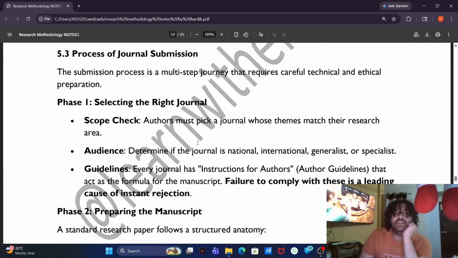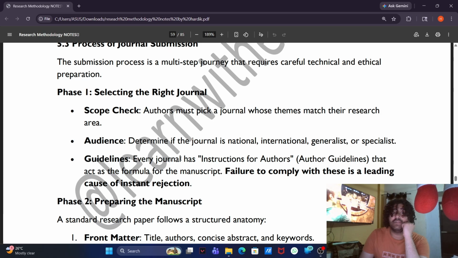Scope check. Authors must pick a journal whose themes match their research area. Audience. Determine if the journal is national, international, generalist, or specialist. Guidelines. Every journal has instructions for authors, author guidelines that act as a formula for the manuscript. Failure to comply with these is a leading cause of instant rejection.